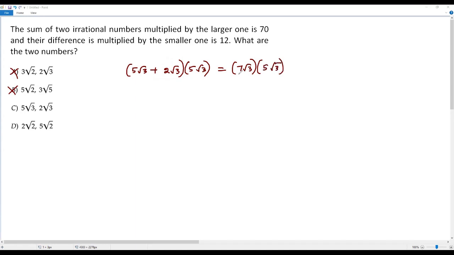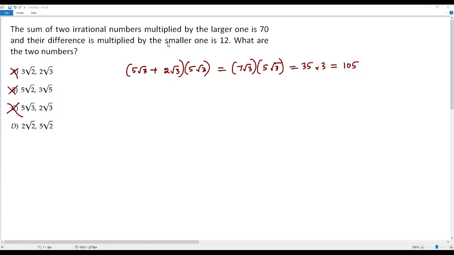Let's multiply these two irrational numbers. 7 times 5 is 35. When I multiply square root of 3 and square root of 3, I am getting 3. 35 times 3 is 105. When I multiply the sum of the two irrational numbers by the larger one, I am getting the result 105. But the information says it is 70. So the two irrational numbers in answer choice C do not meet the first condition. So we can reject answer choice C as well.